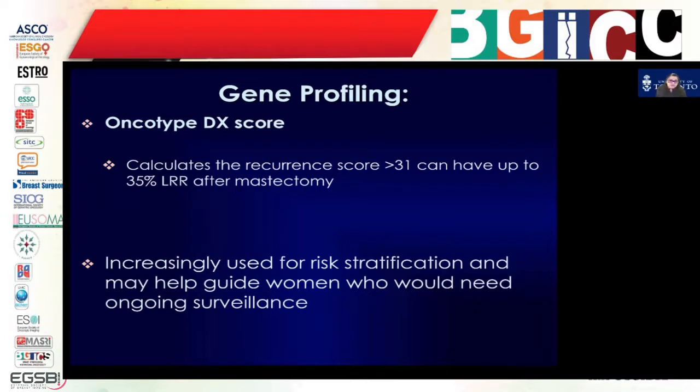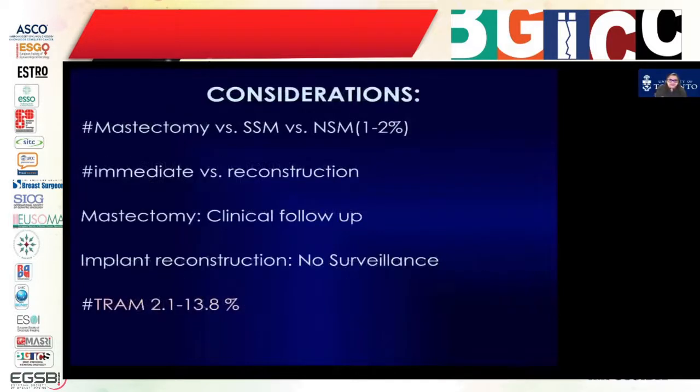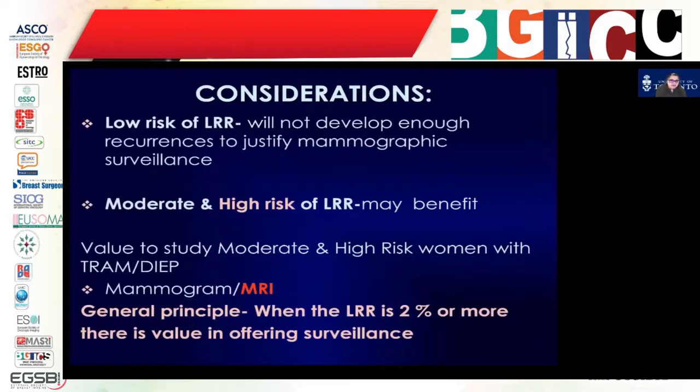So there's lots of considerations here. It is definitely not one hat fits all heads. So these are, again, I've just listed the different considerations and who should receive ongoing surveillance for a reconstructed breast. What is important to, again, just understand is if the local recurrence risk is higher than 2%, those are classified as moderate to high risk women. And those are the women who may benefit from some kind of surveillance with mammography or MRI.